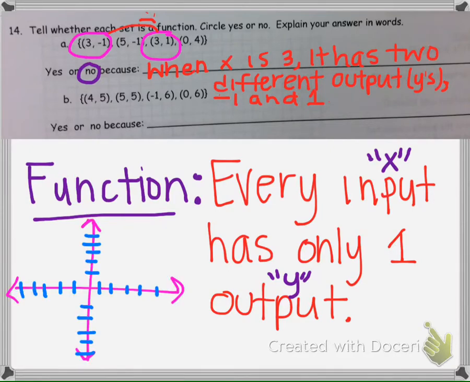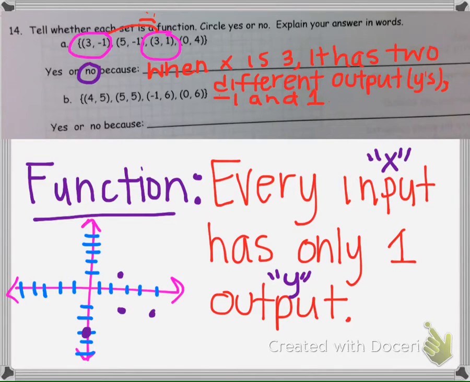Another way to also explain why it's not a function is to use the vertical line test, but to use the vertical line test, we need a graph. So you could sketch a graph. So 3, -1, and then 5, -1, and then 3, 1, and then 0, 4. So if I graph those 4 points, that's what it looks like.